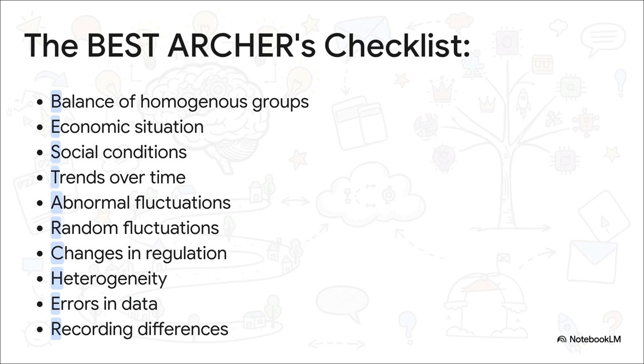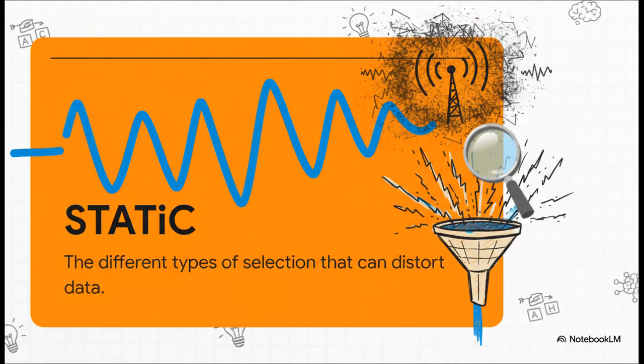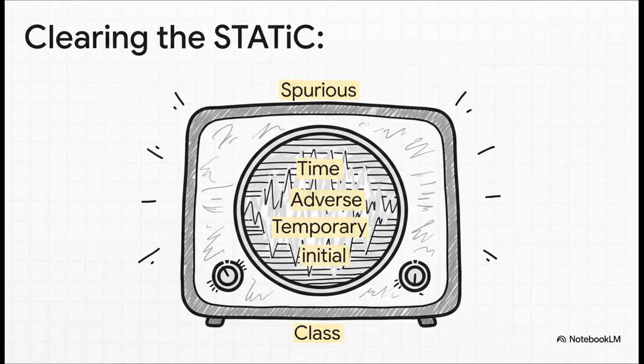An actuary can't just copy and paste the past. They have to intelligently adjust it. And to do that, you have to be the best archer. Sometimes the signal you're getting from your data is perfectly clear, but other times it's just filled with noise, with interference. Your job then is to tune it in and filter out all that static. These 6 types of selection are what can really distort your data.